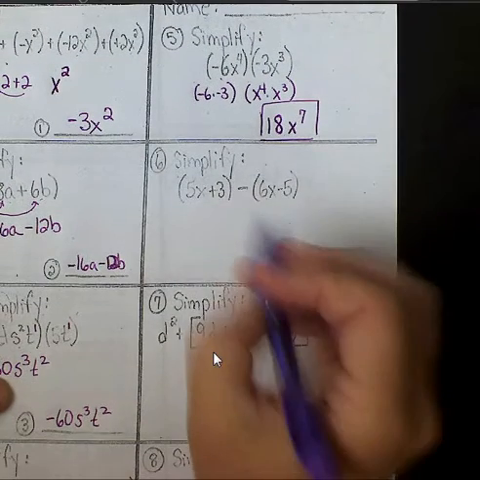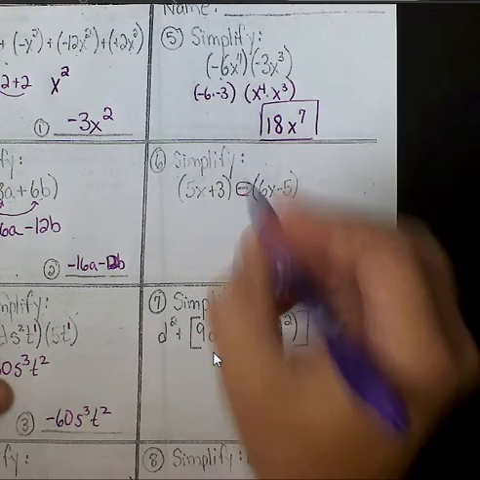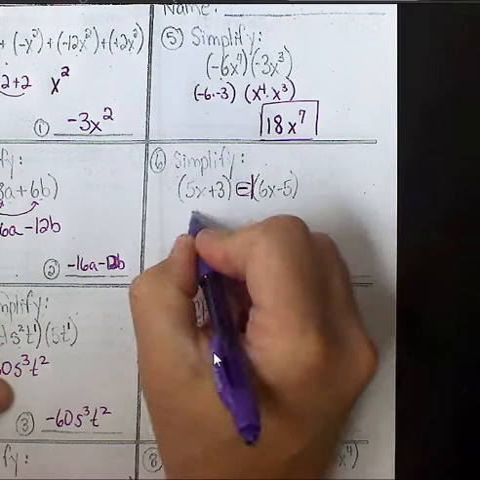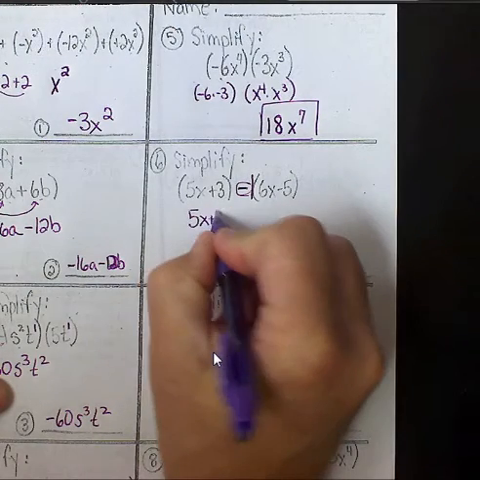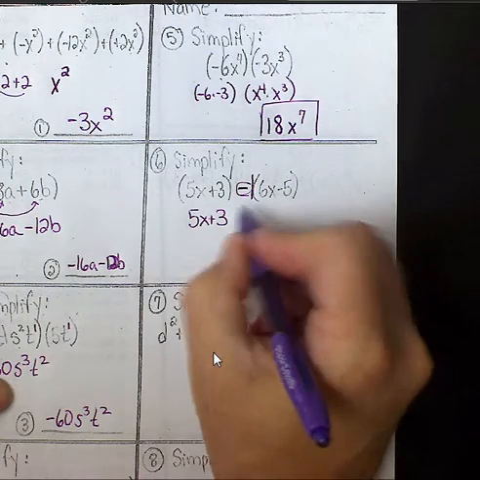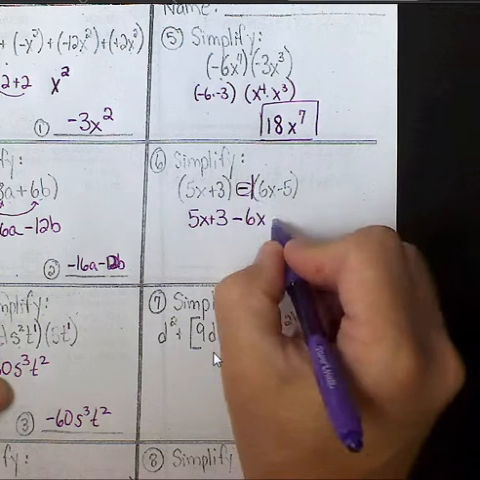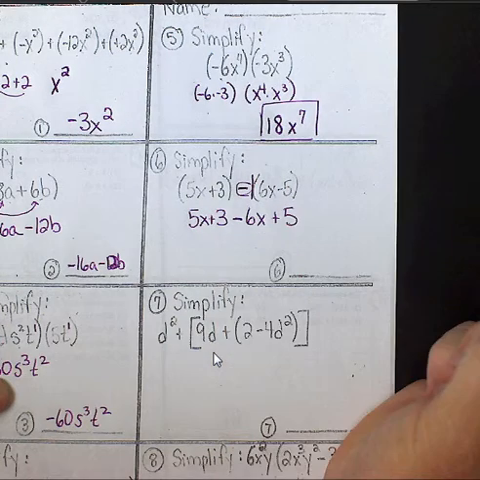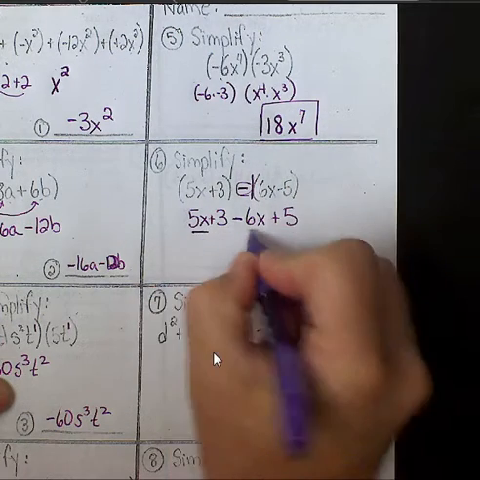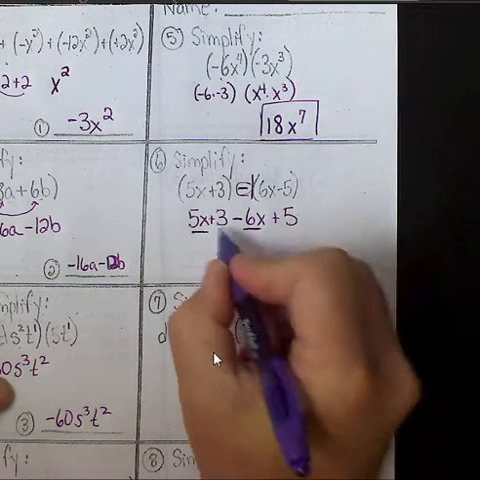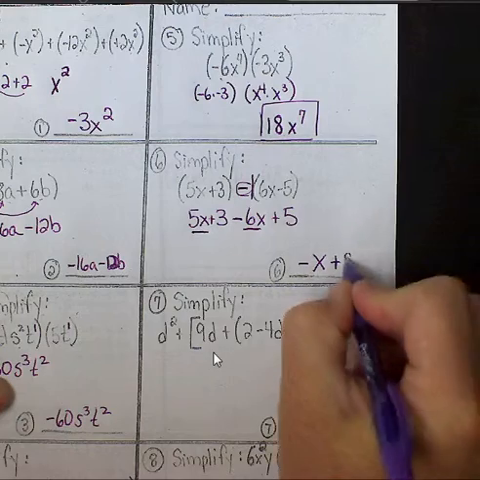Number 6, we're simplifying and we're subtracting. So the rule here is to remember that that's a negative 1 in front. So I'm going to rewrite the first polynomial without parentheses, and I'm going to distribute the negative 1 through. Negative 1 times 6x is a negative 6x. Negative 1 times a negative 5 is a positive 5. I'm then going to combine my like terms. 5x minus 6x is a negative x, and 3 plus 5 is a positive 8.